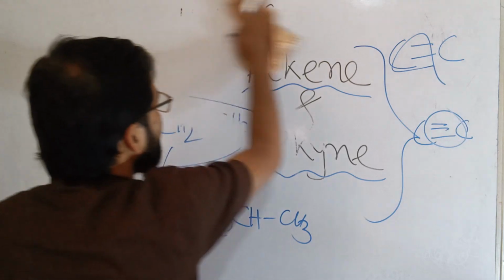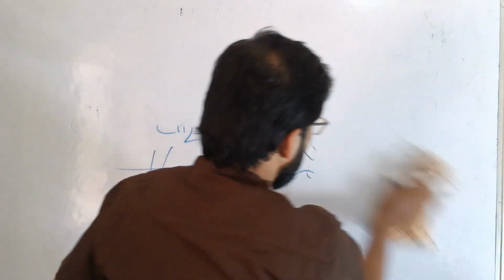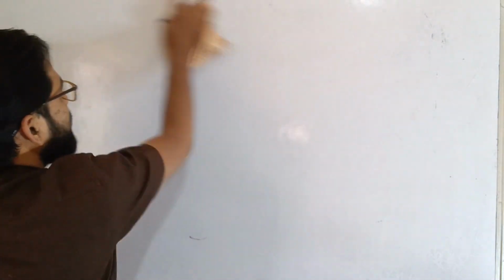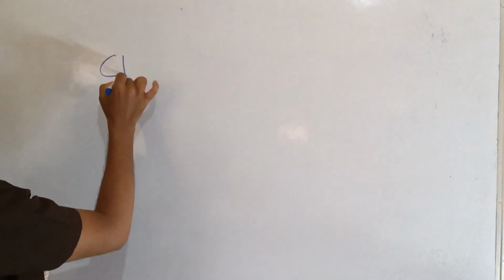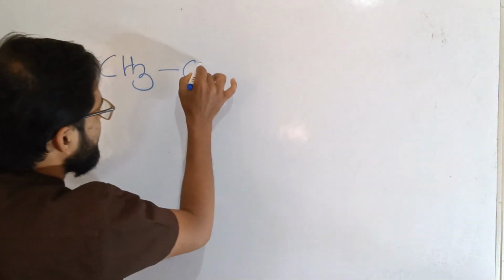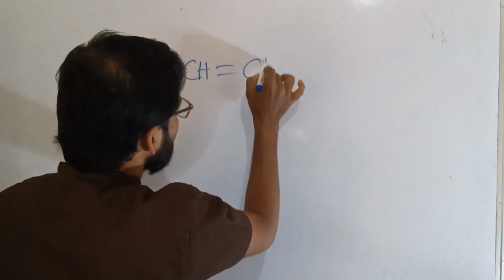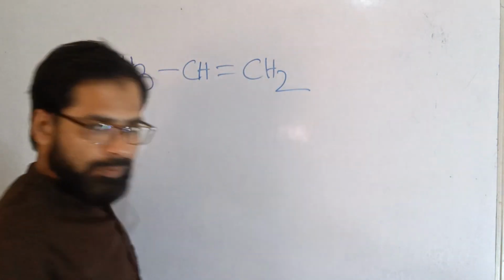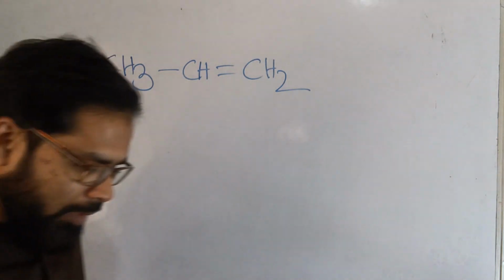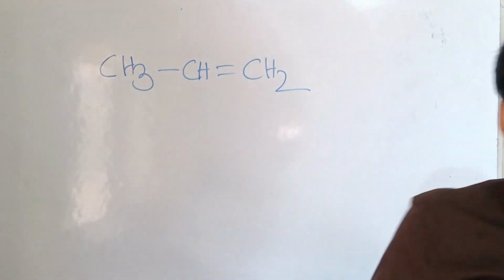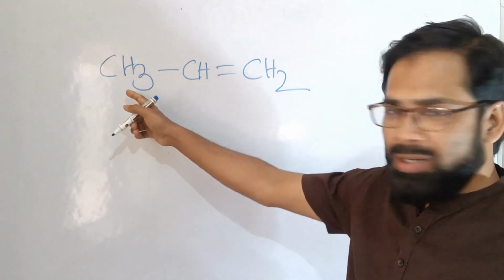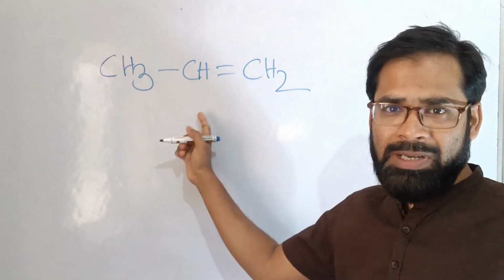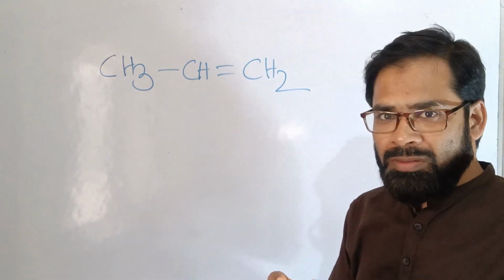If we see an example, that will be clear for all of you. Let's say this example: CH3 CH double bond CH2. First, we have to identify the longest chain. So this will be the longest chain, and the number of carbons is 3. So the root word is prop.